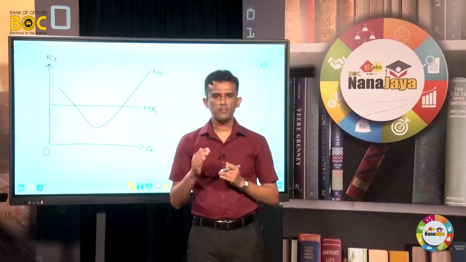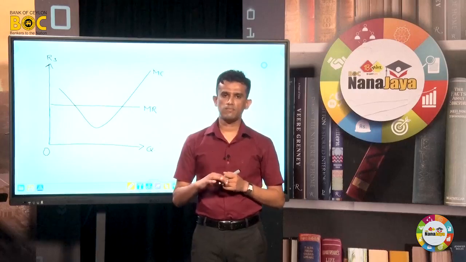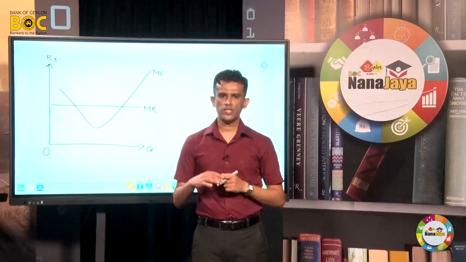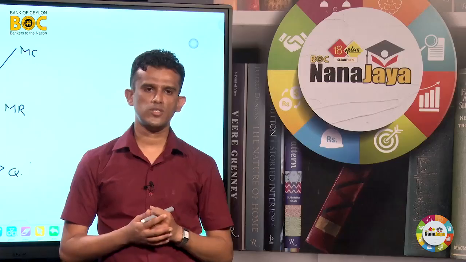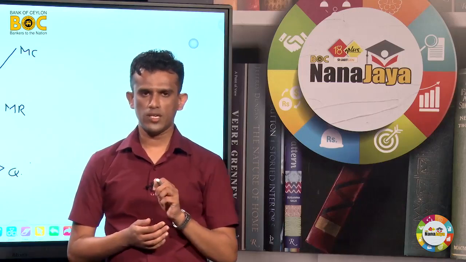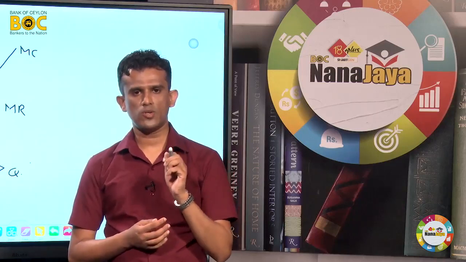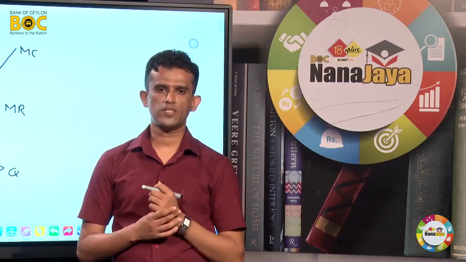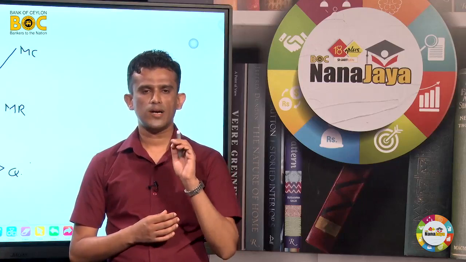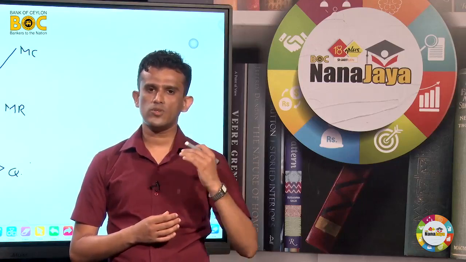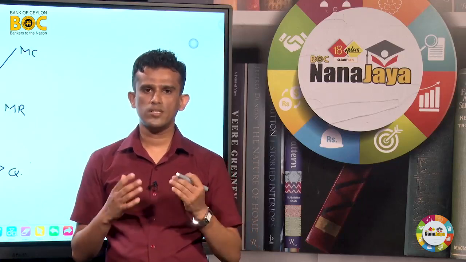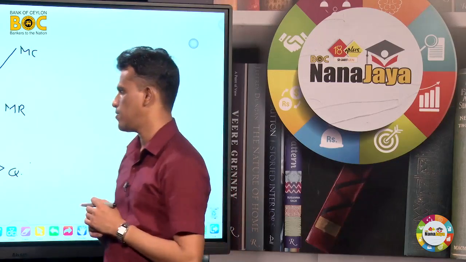And what do we mean by the marginal cost? The marginal cost refers to the addition to the total cost when the number of units of production is increased by one additional unit. Right? Marginal revenue refers to the addition to the total revenue when the number of units of sales is increased by one additional unit, whereas the marginal cost shows the addition to the total cost when the number of units of production is increased by one additional unit.